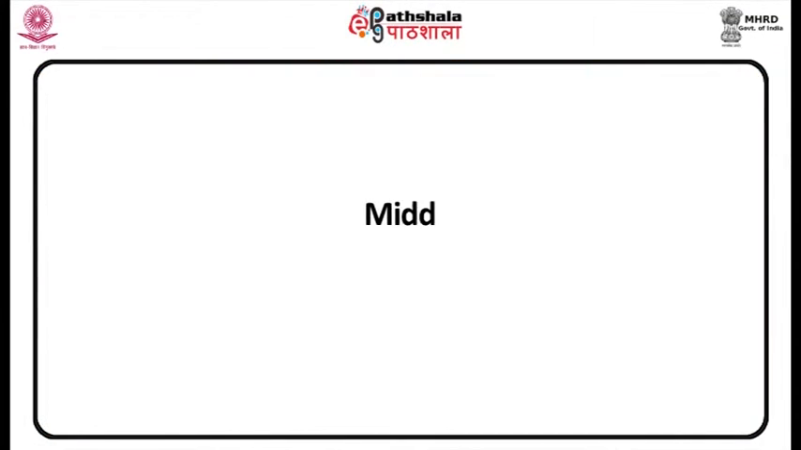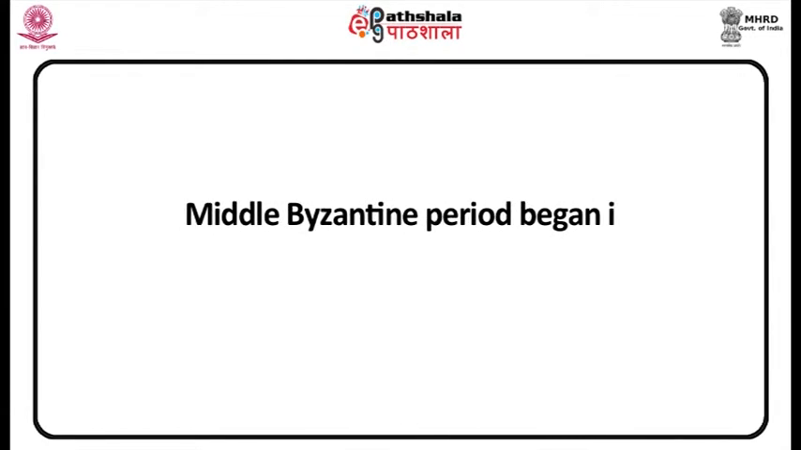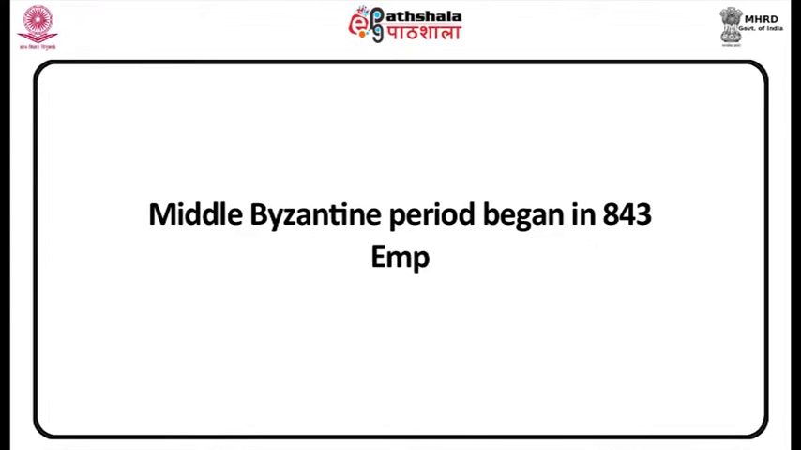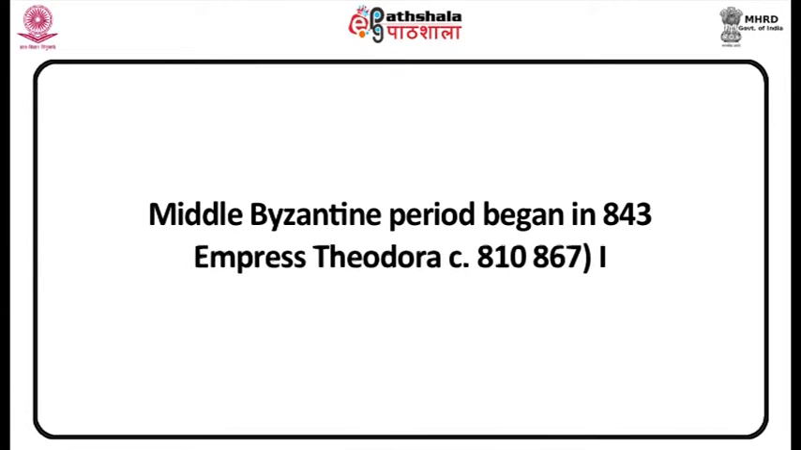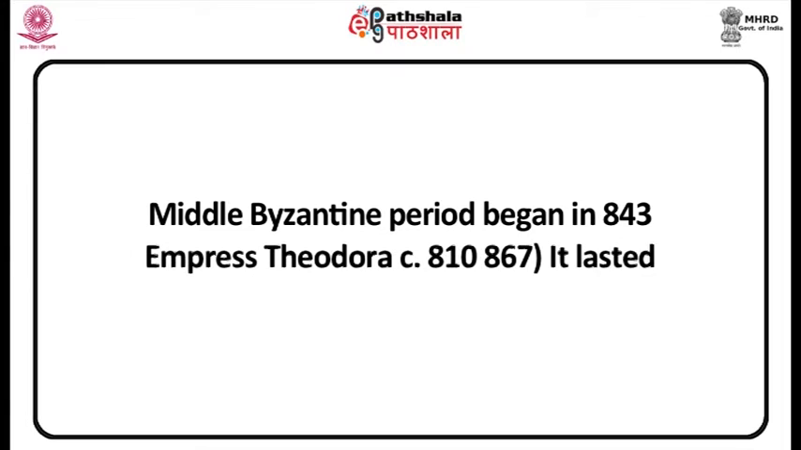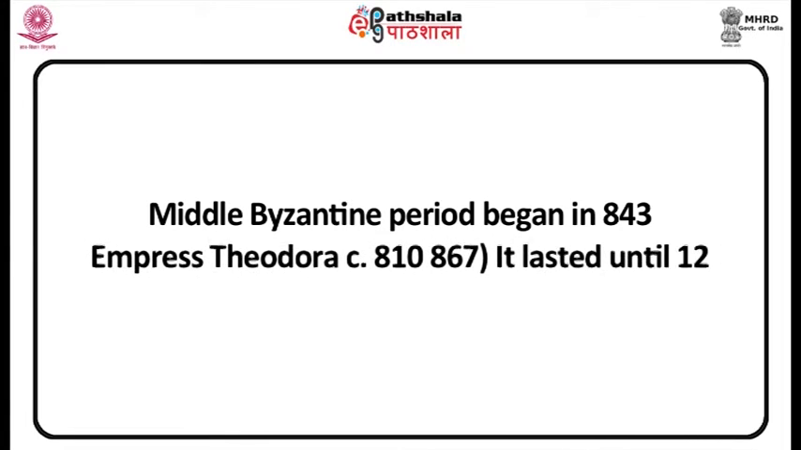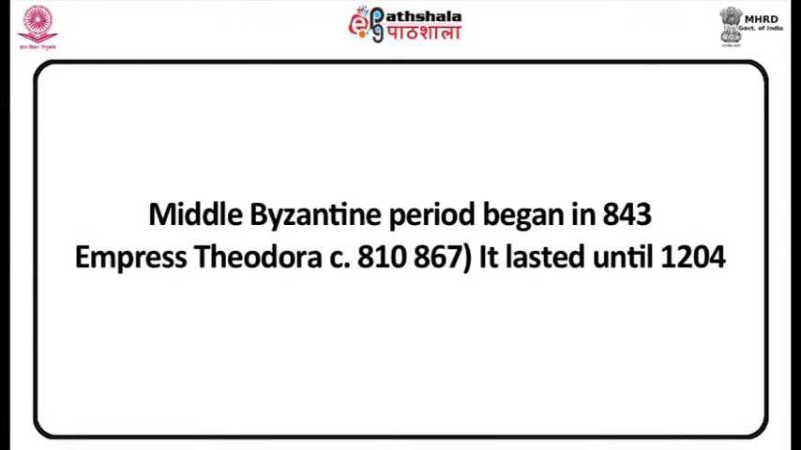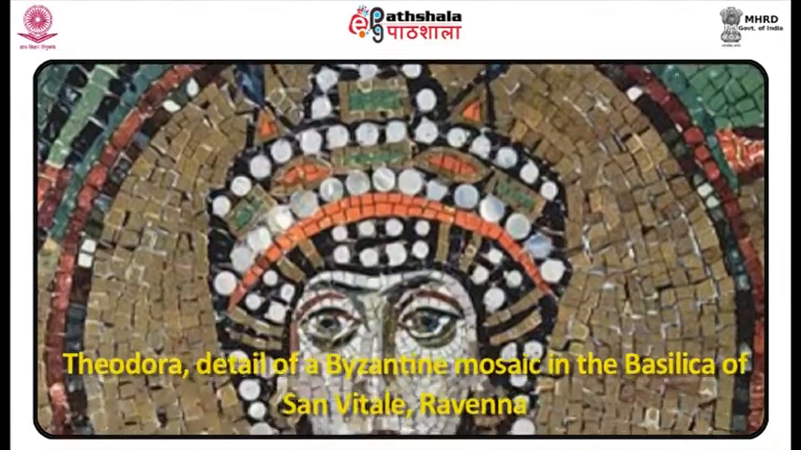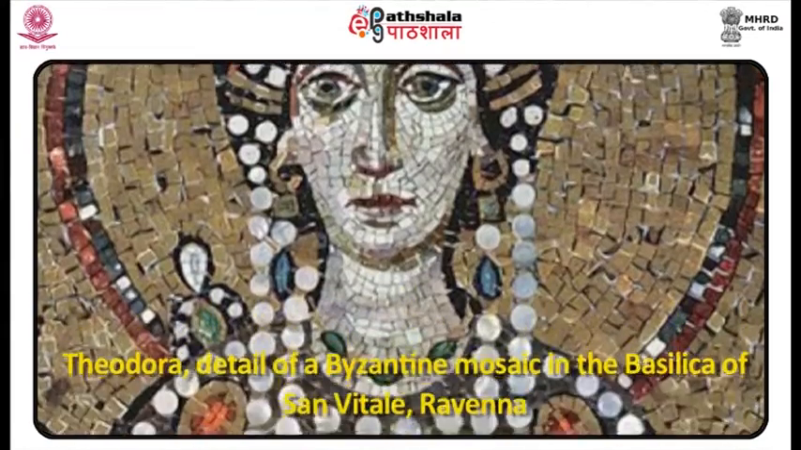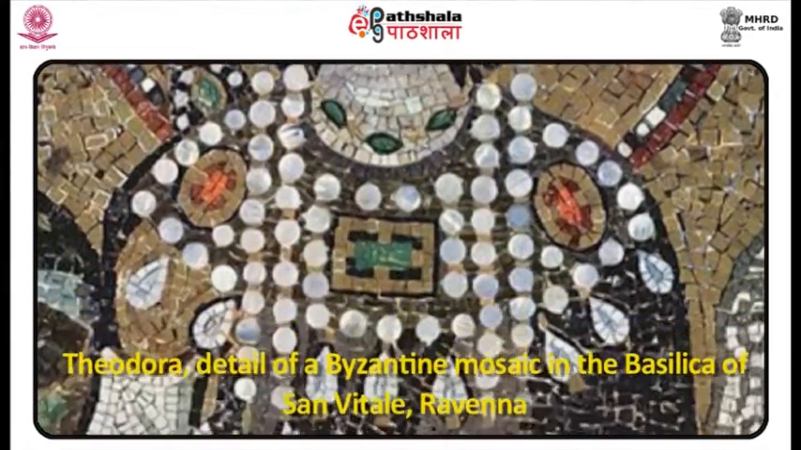The Middle Byzantine period began in 843 when Empress Theodora, circa 810 to 867, reinstated the veneration of icons. It lasted until 1204 when Christian crusaders from the west occupied Constantinople.